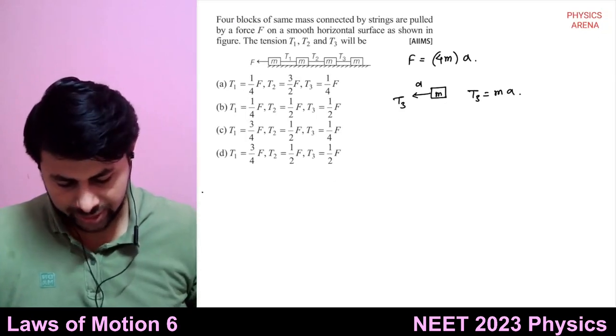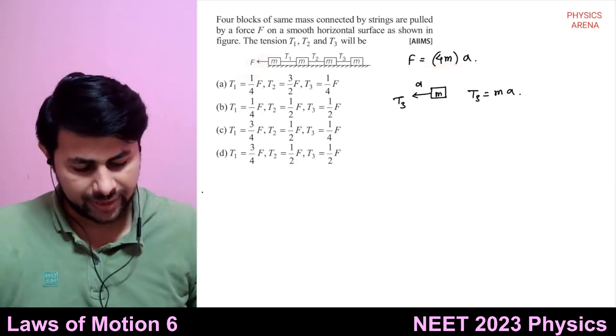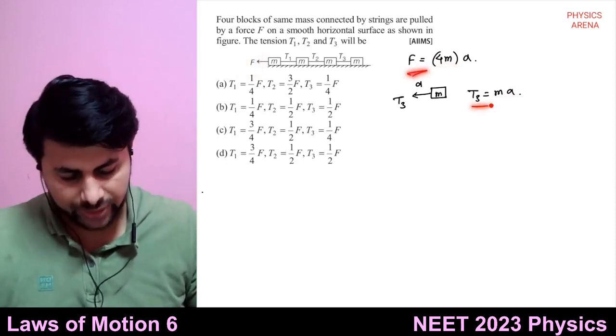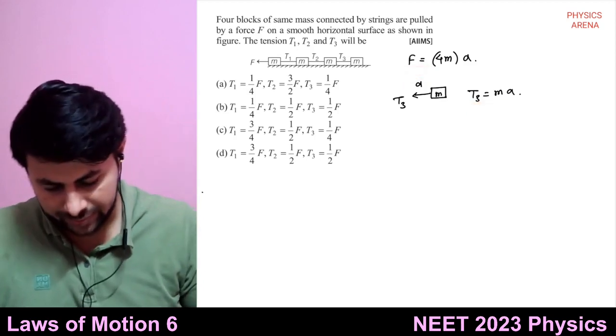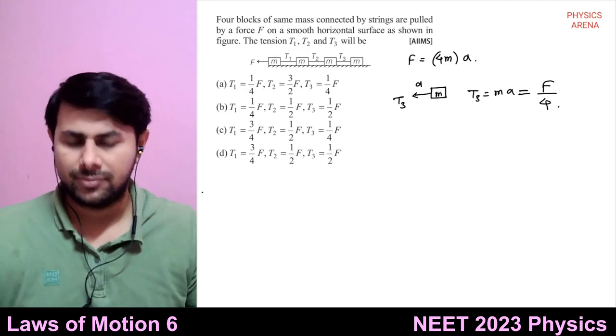Compare it with this force F. Force is equal to 4m times a. T3 equals m times a. So force is 4 times compared to T3. So T3 equals F by 4, I can say.